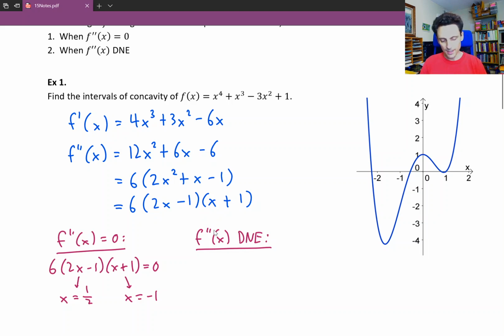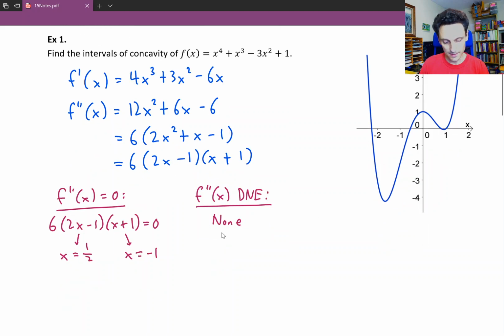And for the second derivative does not exist case, well, there aren't really any x values that would make that happen, because if you plug in any x value into the second derivative, you get a value. There isn't any division by 0 or any kind of natural logs that might have domain constraints. So here we would just say something like none, or nowhere. There aren't any x values where the second derivative does not exist.